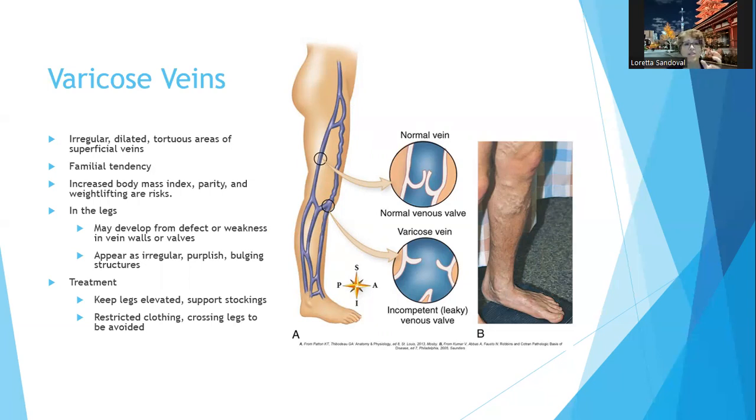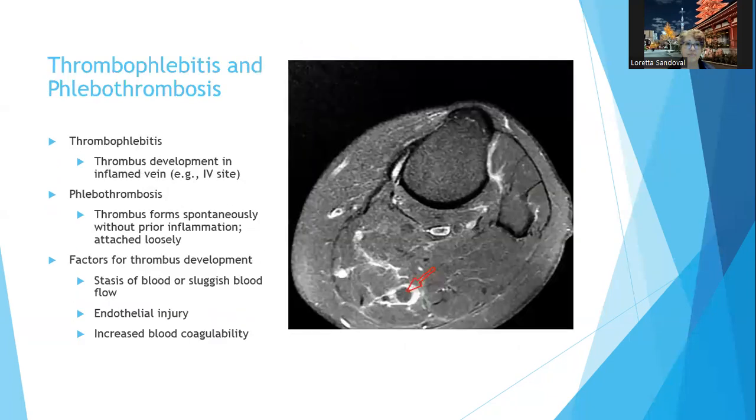They appear as irregular, purplish, bulging structures that you can see on the outside of the leg. Some people have just a little varicosity. It's not something that needs to be treated, but sometimes it does need to be treated. Beyond surgical treatment, the conservative treatment is elevating the legs, wearing support stockings, avoiding restricted clothing, and crossing legs, that puts more pressure on the veins.